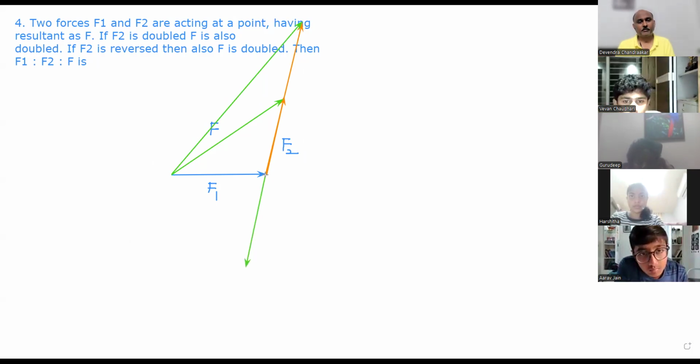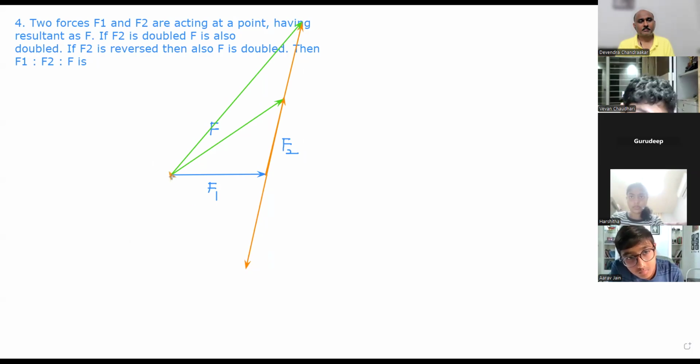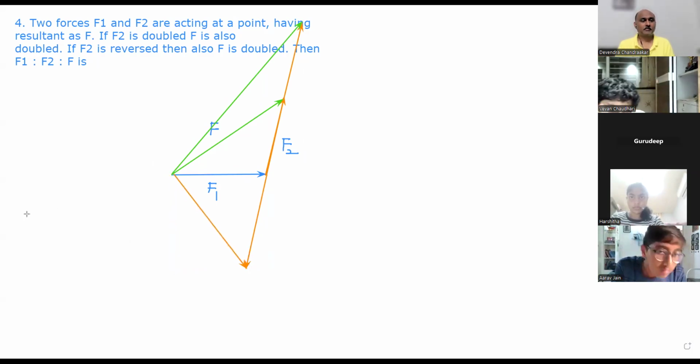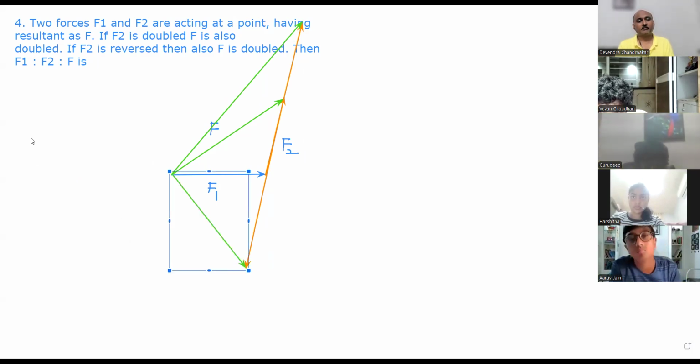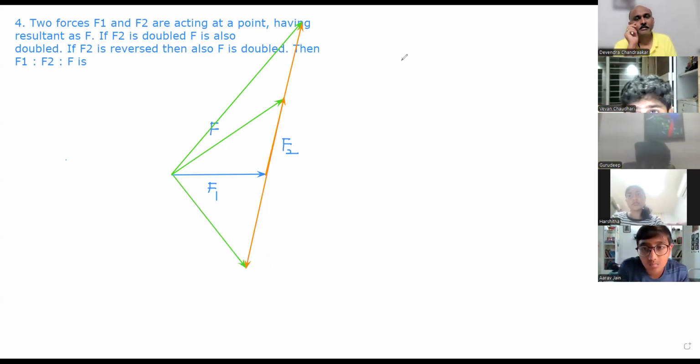So if F2 is reversed, then also F is doubled. So this is the reversed F2. And this is again doubled. So this is the resultant. In this case you have to make equations.